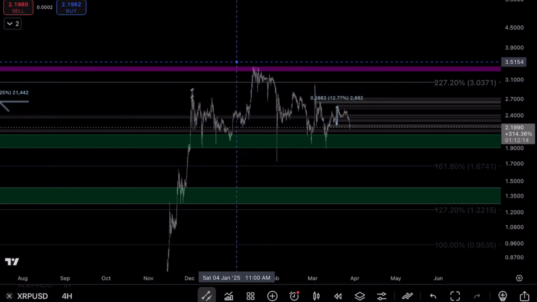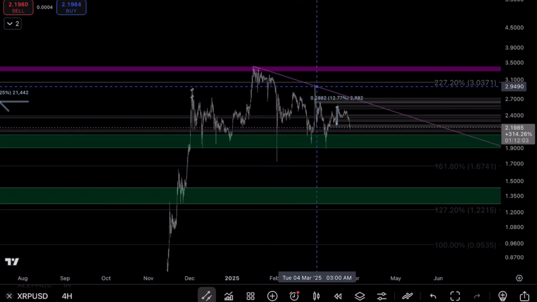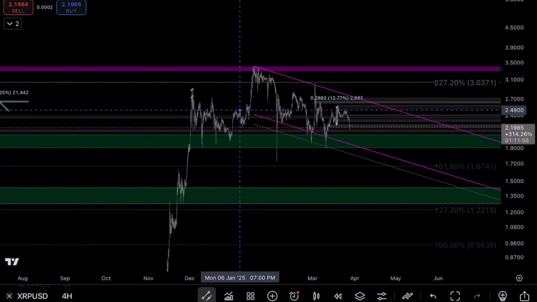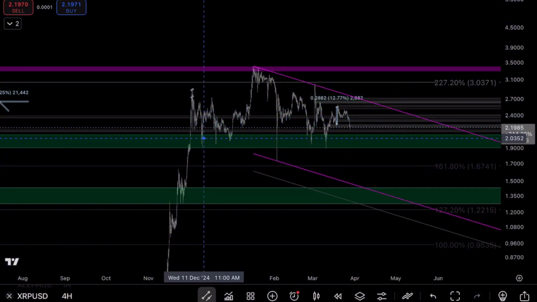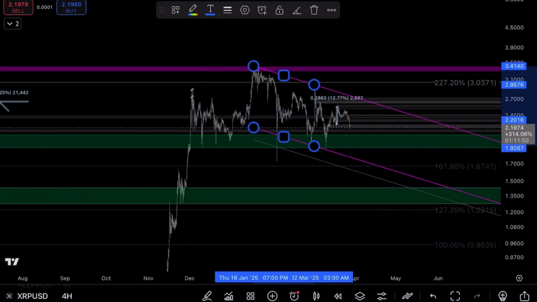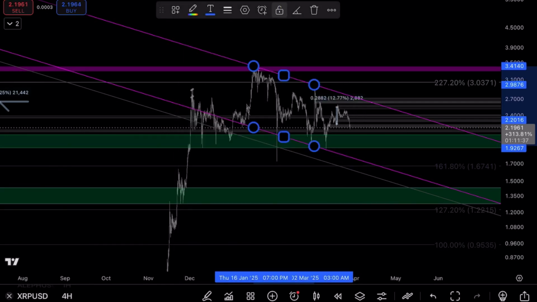So what I'm going to do is, you see this is the highest peak, so I'm going to go to the tallest peak so far, right? Start here, and then I'm going to connect to this next peak, and then what I'll do is go to the bottom, but let me extend this out. I don't have it extended, so I'm going to extend it left, and I already have extend right checked. So I'm going to unlock it again.